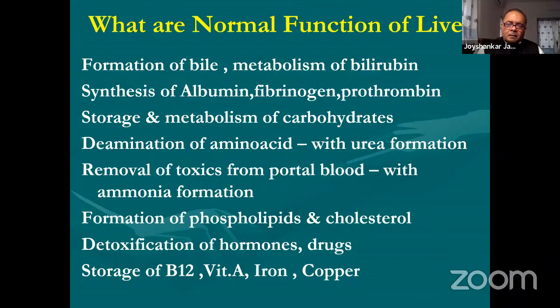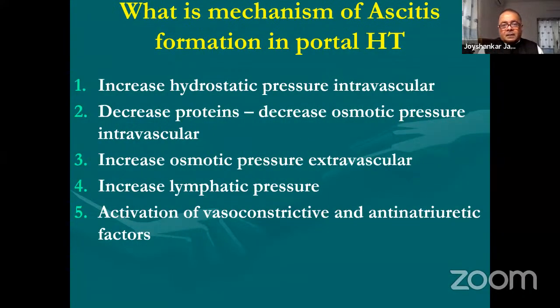Then, what if there is ascites? The examiner can ask, what is the mechanism by which ascites forms with portal hypertension? The mechanism is increased hydrostatic pressure intravascularly. There is a decrease in proteins, decreased osmotic pressure intravascularly, increase in the osmotic pressure extravascularly, increased lymphatic pressure, and activation of vasoconstrictive and antinatriuretic factors. This all leads to the formation of ascites, and this ascites is always transudate in nature.